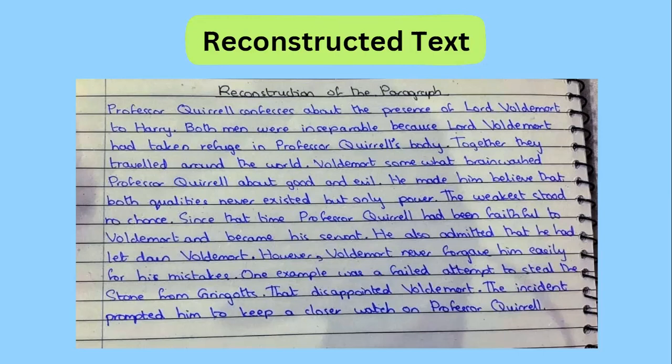Isn't that wonderful? You see, the main ideas are there in the reconstruction. And you can see that this entire text has been written by the students in their own words, and they have stuck to the names that were given to them by me, that is Professor Quirrell, Lord Voldemort, good and evil, as well as where faithfully was changed into faithful, but it's okay, as long as the main ideas matched with the original text. So they did a wonderful job over here. So moving on.